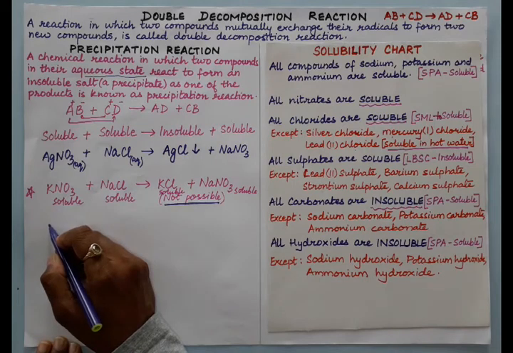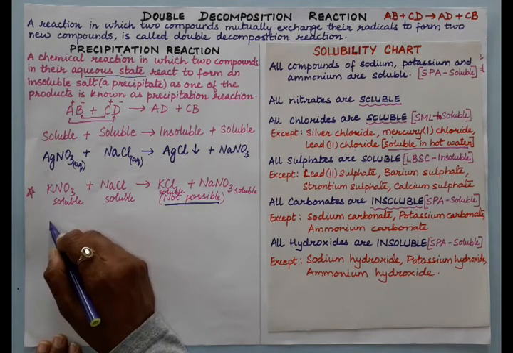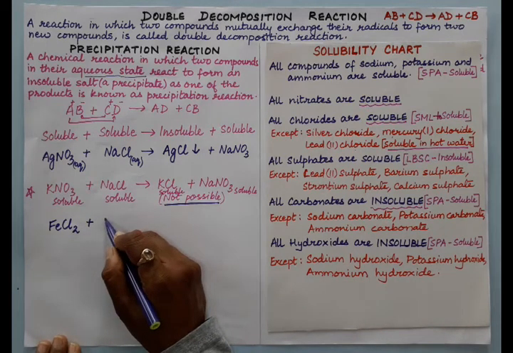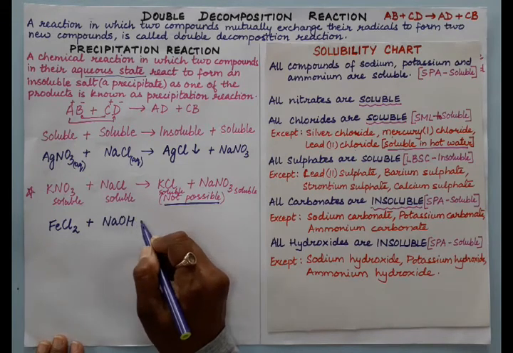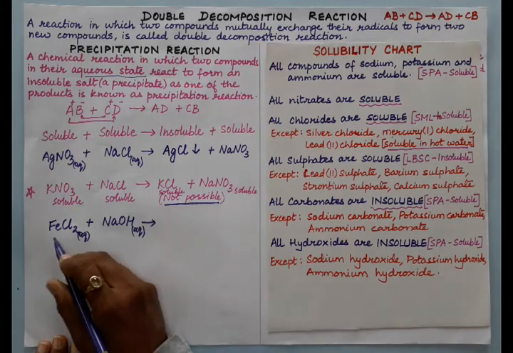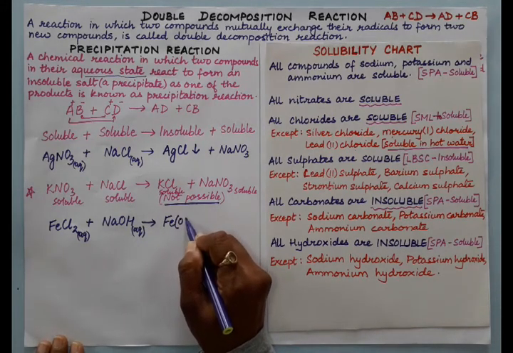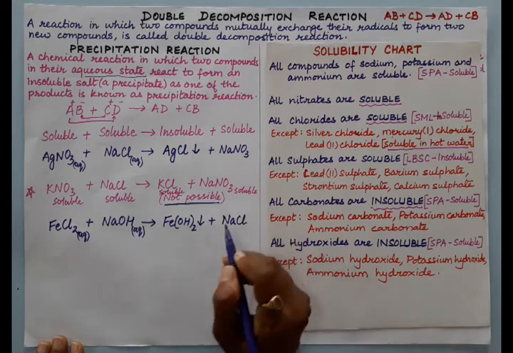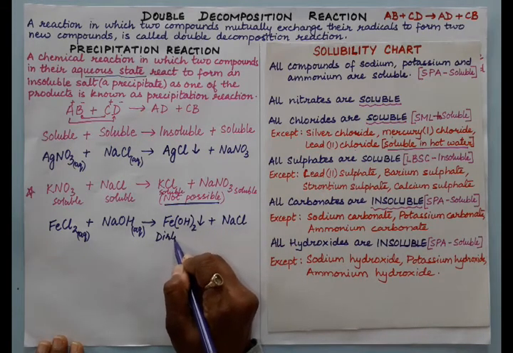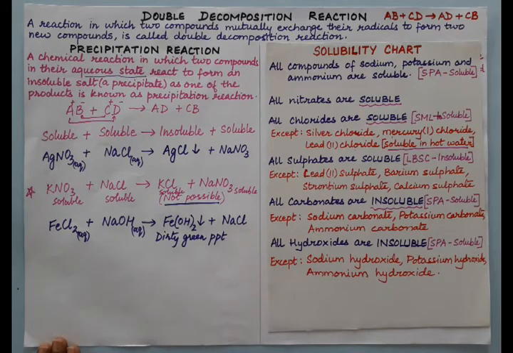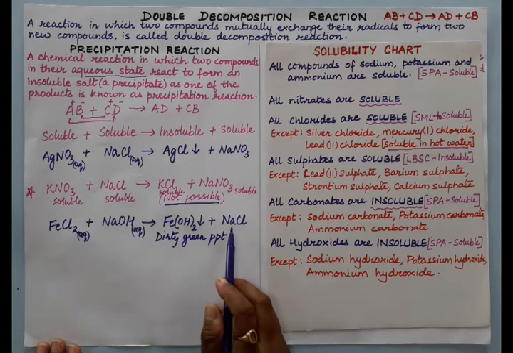Now let us take another example to understand precipitation reaction. Say we take ferrous chloride solution, which is light green in color, and we add sodium hydroxide solution, both in aqueous state, or you can say in the soluble state. And when they exchange radicals, we get ferrous hydroxide, which is a dirty green precipitate, and sodium chloride solution. So this is the dirty green PPT we are getting. PPT, precipitate, is a solid substance.